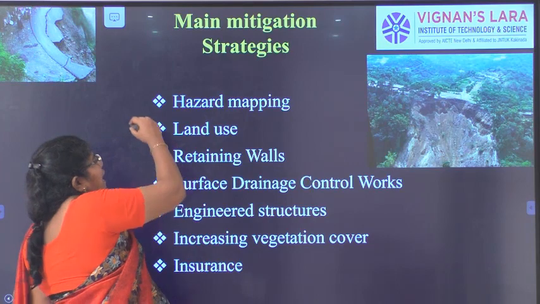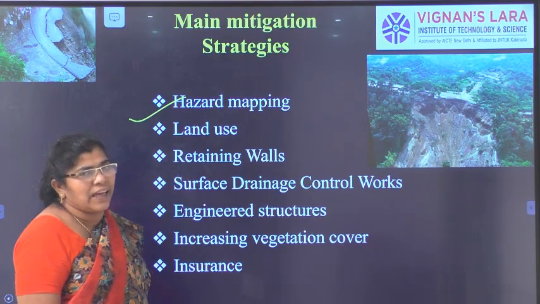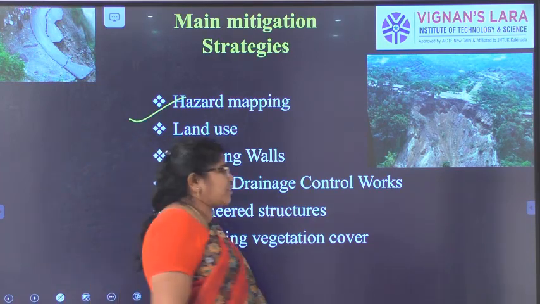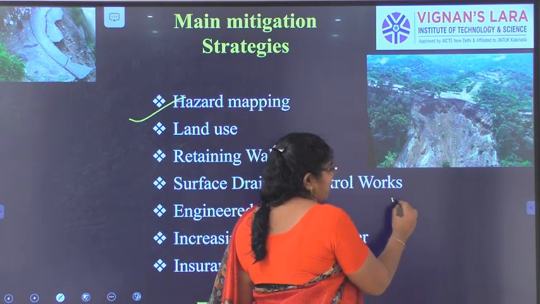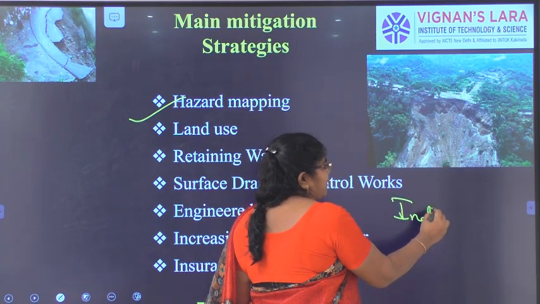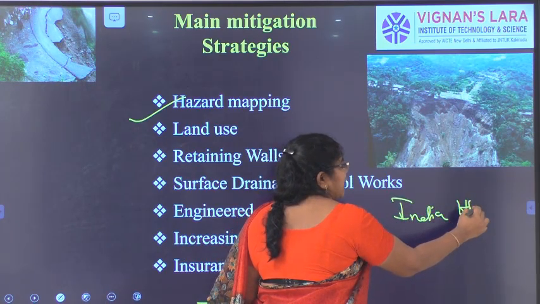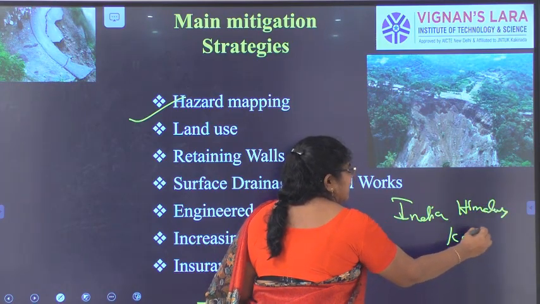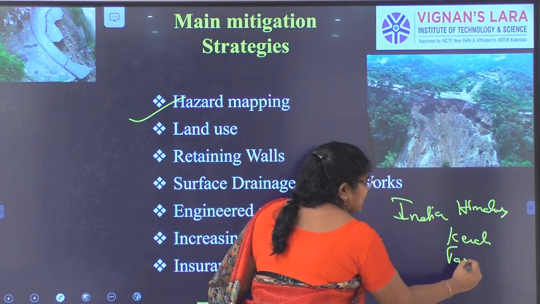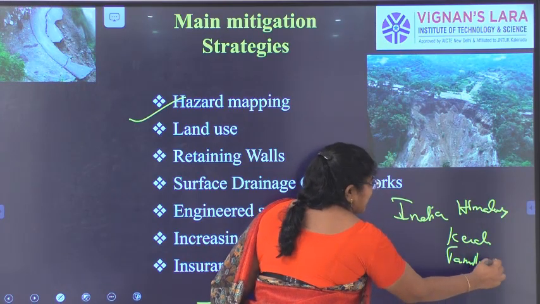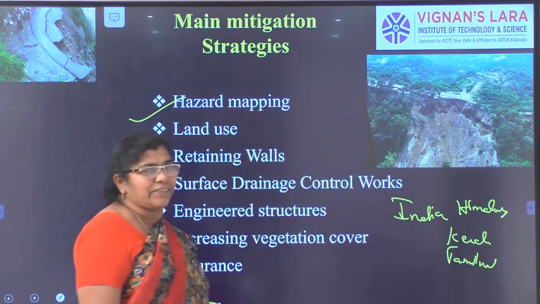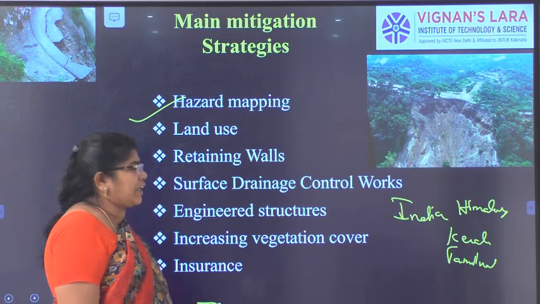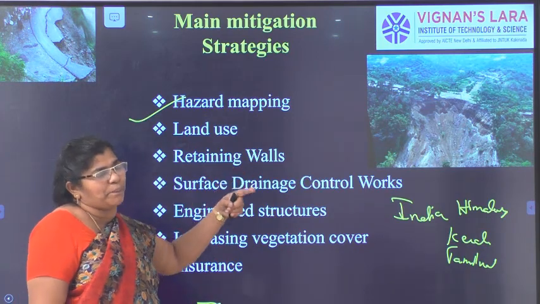The hazard mapping. Already I told you, we have seen the India mapping. In India, the Himalayas, in the northern areas and the southern areas, Kerala, Tamil Nadu, Maharashtra, every place there was an indication that there will be a landslide. Okay? So that hazard mapping should be proper.